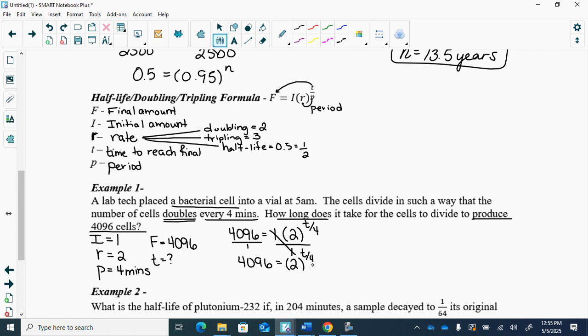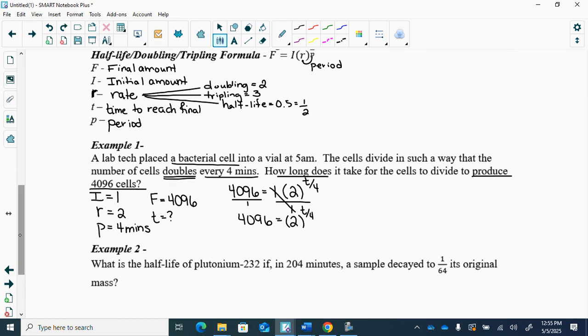Now we talked about this on Friday. When we don't know the exponent and the variable is in the exponent, we have to convert it to a log. That is how we get that exponent to come down. Now how do we convert it to a log? The base of our exponent becomes the base of our log. So we get log base 2, because this is the base of my exponent, right? So what's going to go beside it now? 4,096. And it's going to equal T over 4.